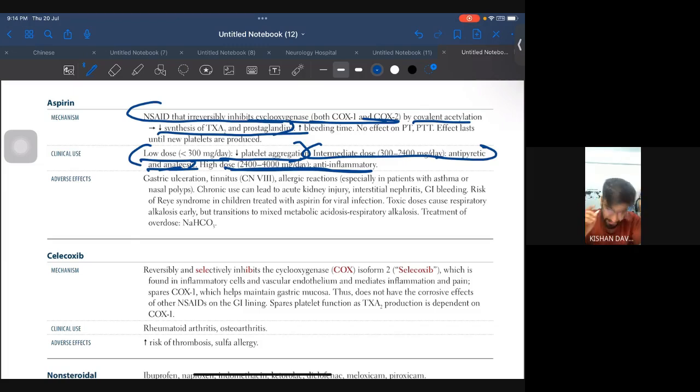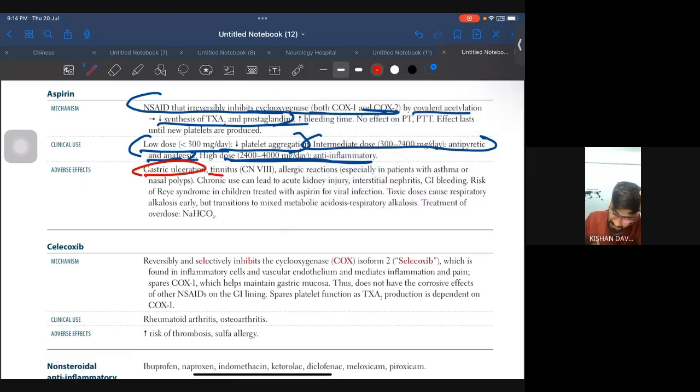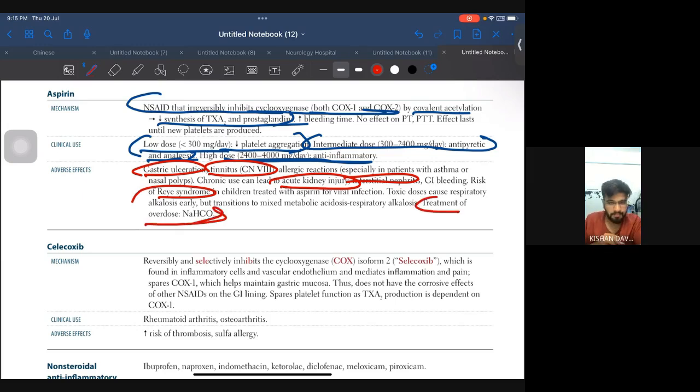Okay. Adverse effects are very important here. The most common ones they ask about are gastric ulceration, tinnitus, and another thing they ask about is acute kidney injury, that is interstitial nephritis. We did this in interstitial nephritis, right? And another thing is risk of Reye syndrome, which we already know. Treatment of overdose is sodium bicarbonate. So all these lines are very important. Mechanism and clinical use are important here, because in the exam I got one question where they gave me the values, so I had to pick out how aspirin is going to act.